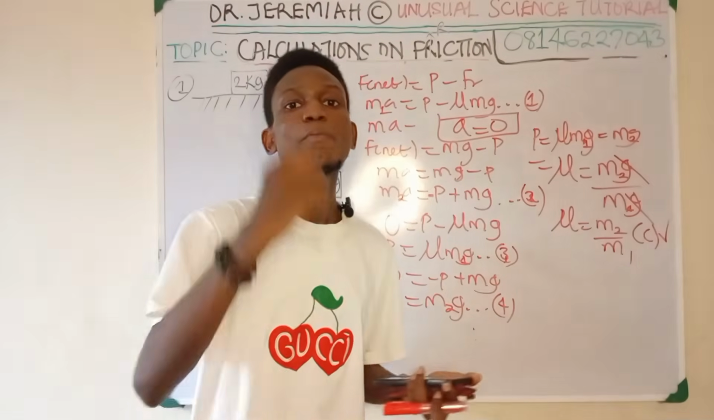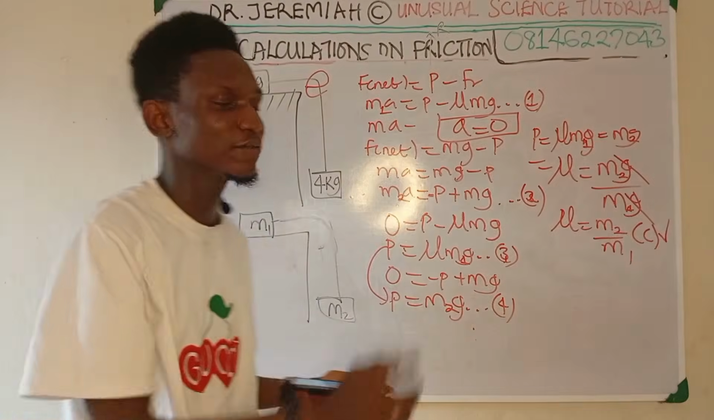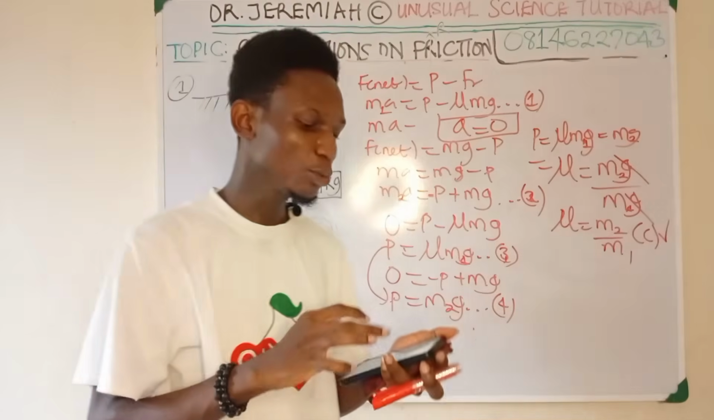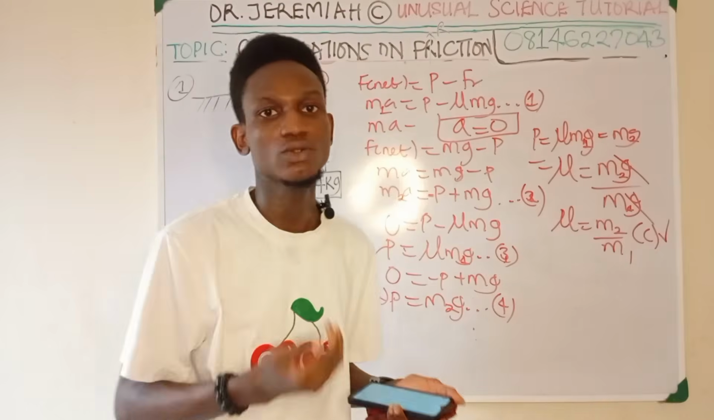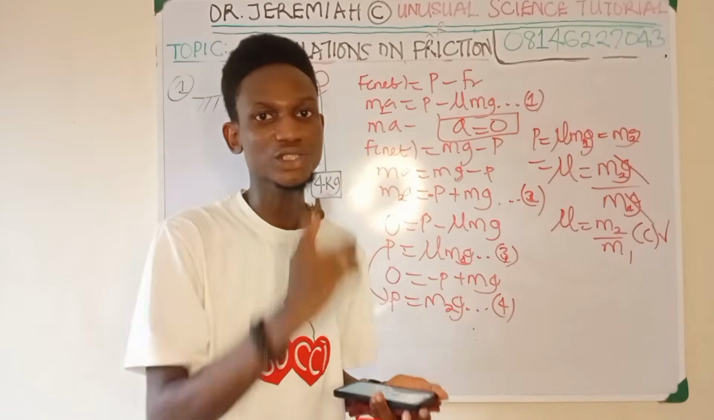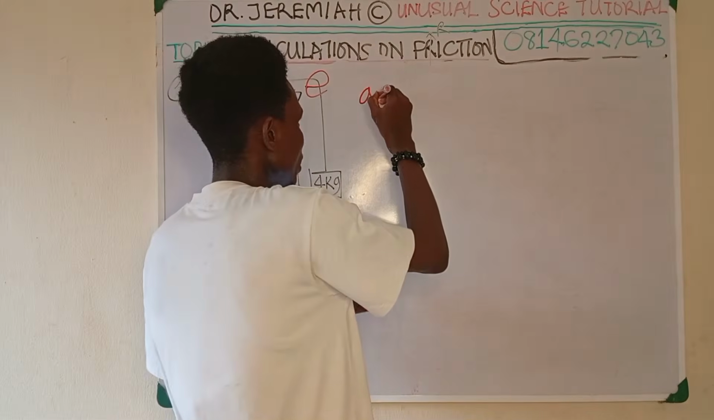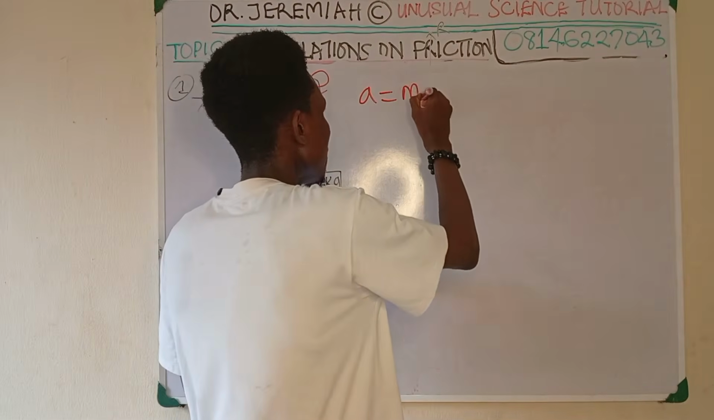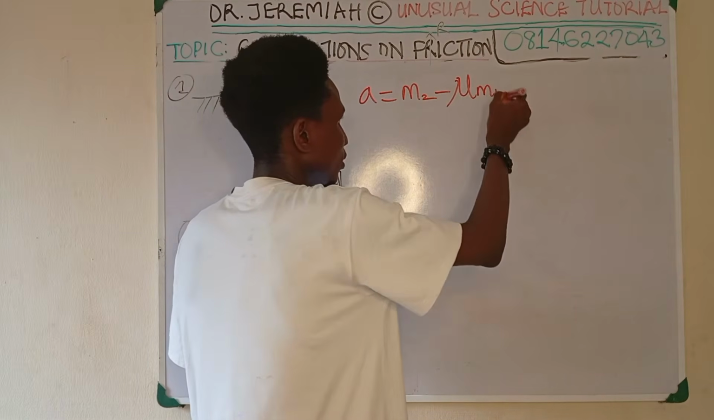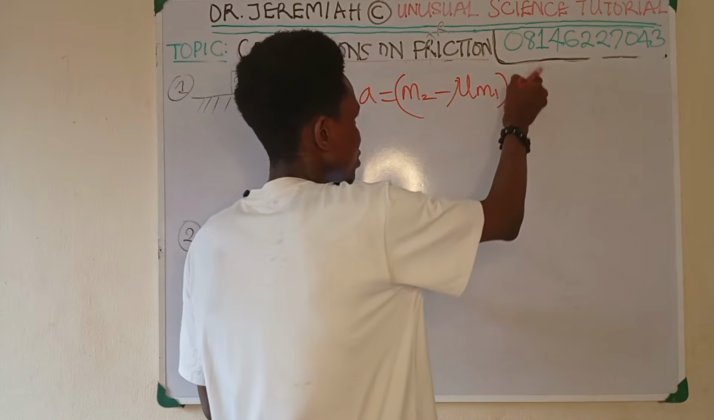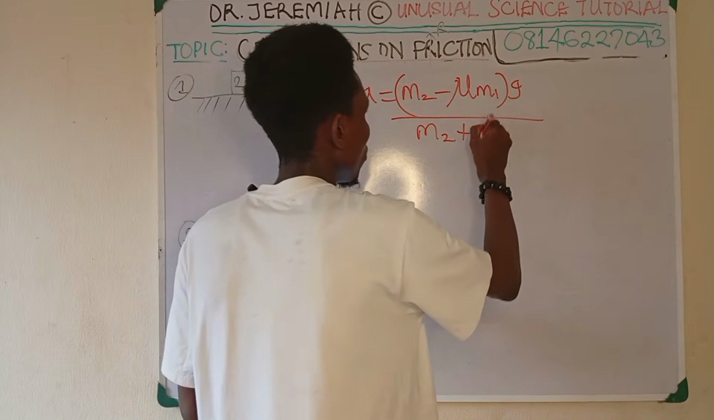Just like that. Now I want to show you my own shortcut. I have a shortcut for solving questions like this. So let me just do the first one for you. You're going to do the second one by yourself as an assignment. I wanted to just show you how this thing works using the long method, in case you forget the shortcut, you can just get it. Now my shortcut, please. The first one is a equals (m2 minus coefficient of friction m1) in brackets, times g, divided by m2 plus m1.